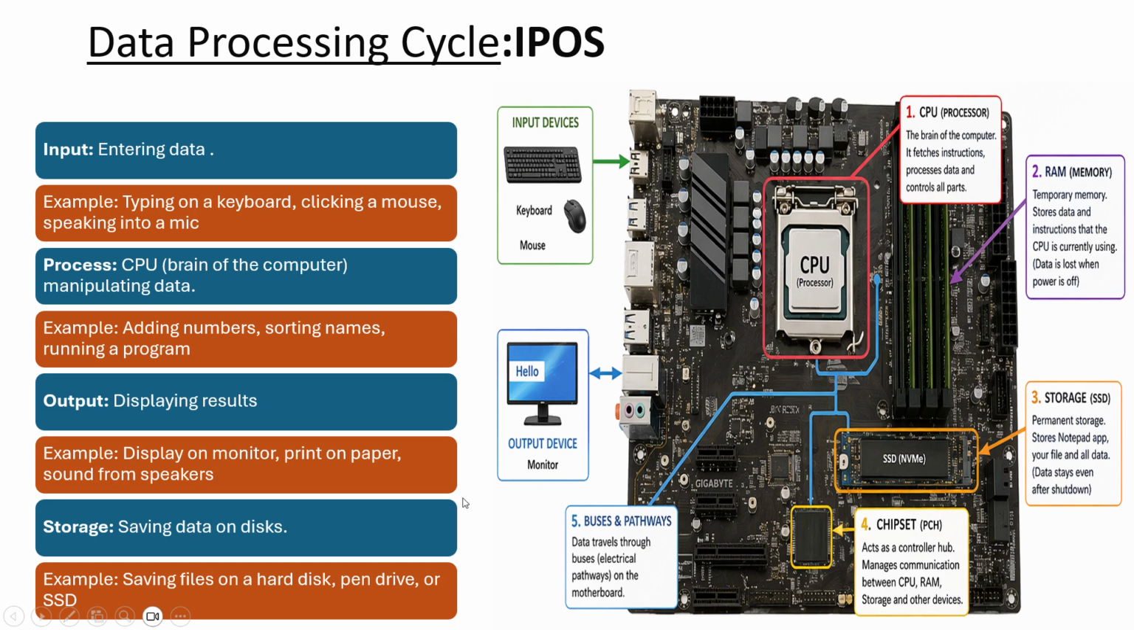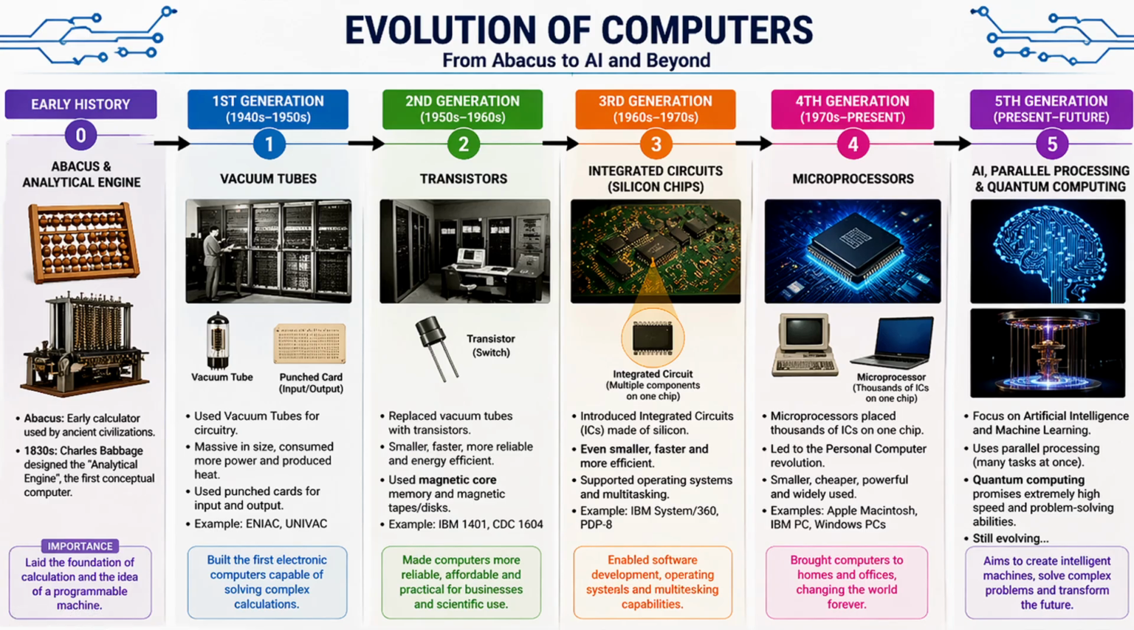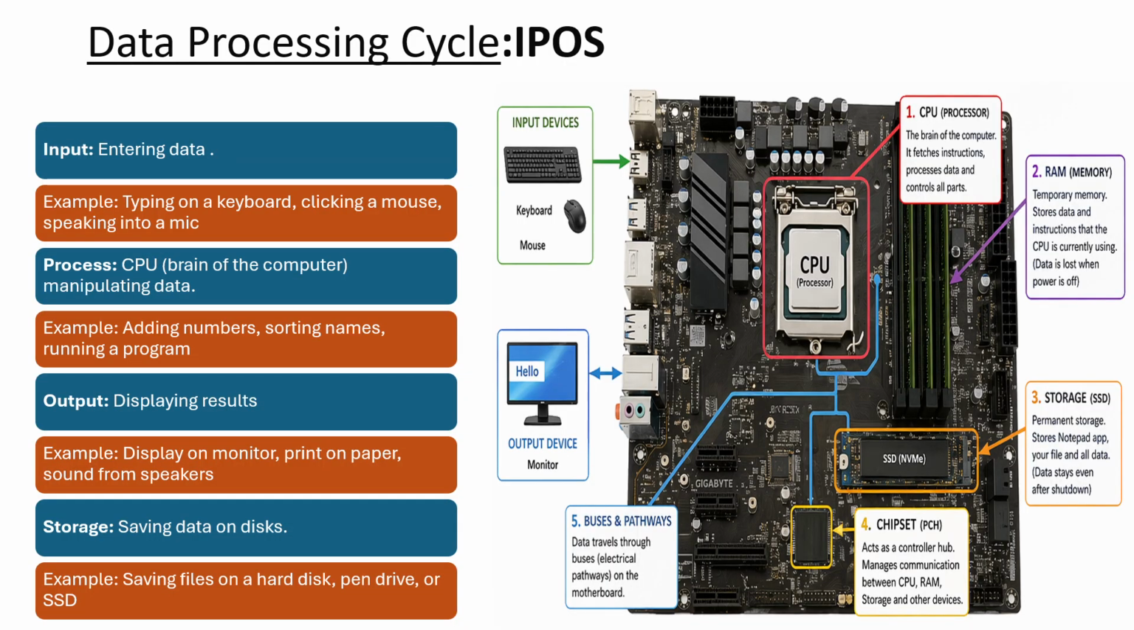Okay, so entering data, typing on the computer, clicking a mouse, speaking in a mic, all this was input. Then it processes and manipulates the data. So the black box is now clear, right? So you're aware of what happens inside as well. Now we have clearly understood the IPOS cycle, which is the base for computers.